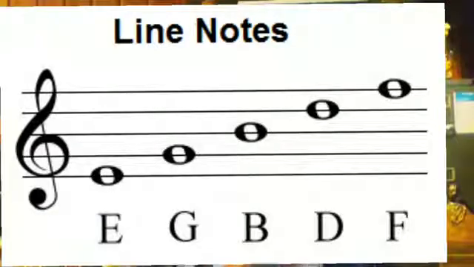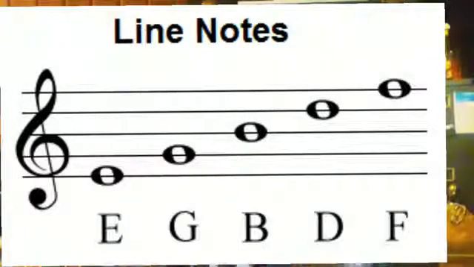And here we go. E, G, B, D, F, right? Every good boy deserves fun. E, every. Second line, G, good. Third line, B, boy. Fourth line, D, deserves. Fifth line, highest line, F, fun. Every good boy deserves fun. I have more for you.